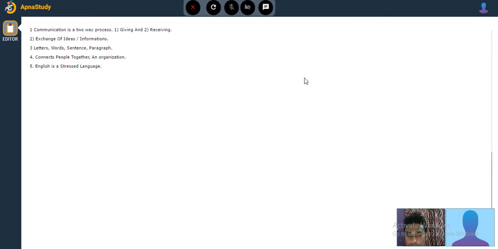So communication. What is communication? It is a two-way process. One is giving and the other one is receiving. Giving and receiving of what? Of information, of ideas. It's not just two people having a conversation. That wouldn't be considered communication. That doesn't qualify as communication, right? So what is there that a simple conversation doesn't have?